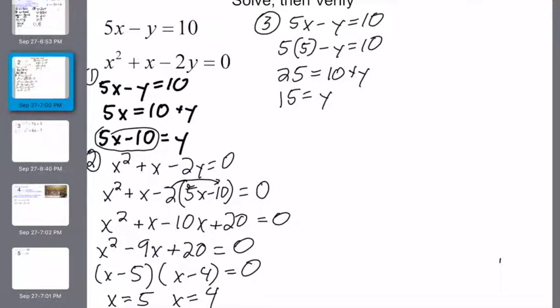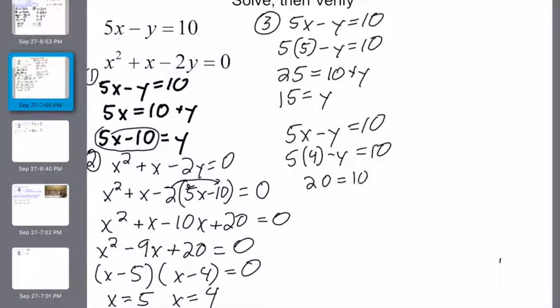Okay, then let's go ahead and plug in our 4 now. Again, remember we had both solutions, or we had both roots. So back to 5x minus y equals 10. If I plug in a 4 this time, I get 20 equals 10 plus y. Subtracting 10 from both sides, we get 10 equals y. So our solutions for this system of equations then are (5, 15) and (4, 10).